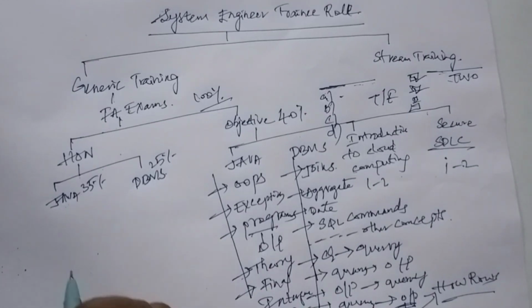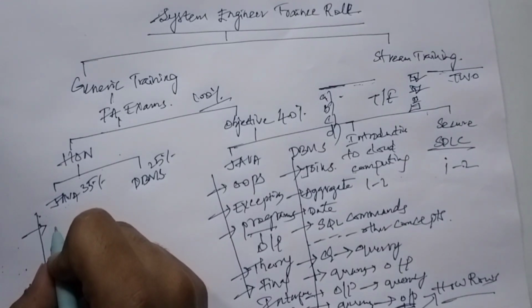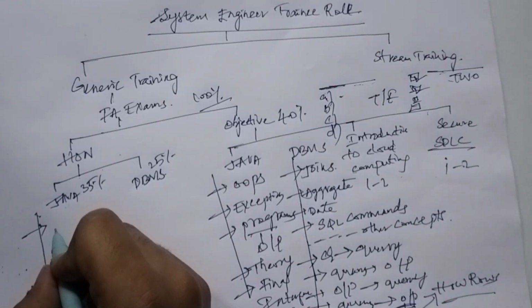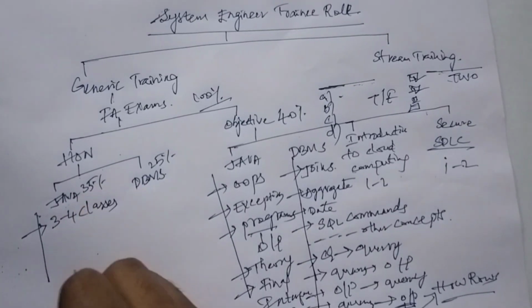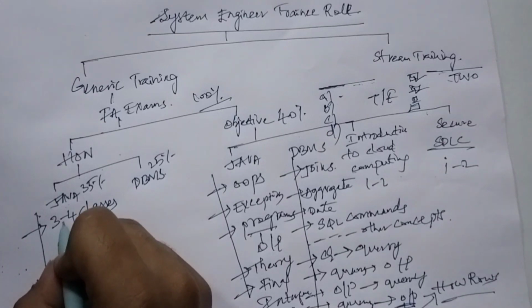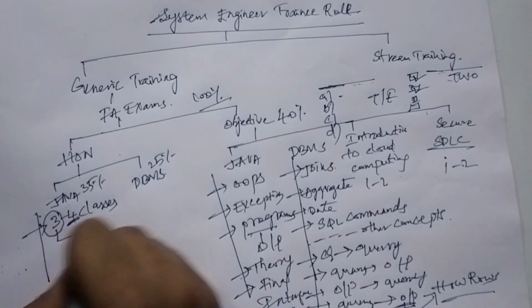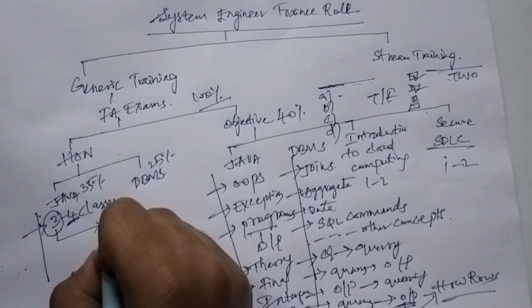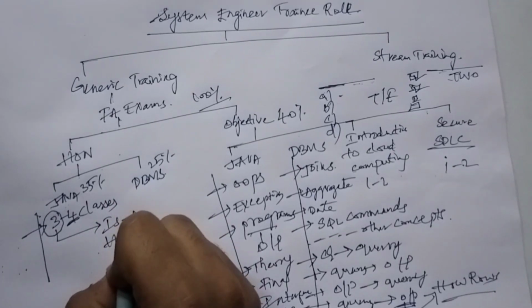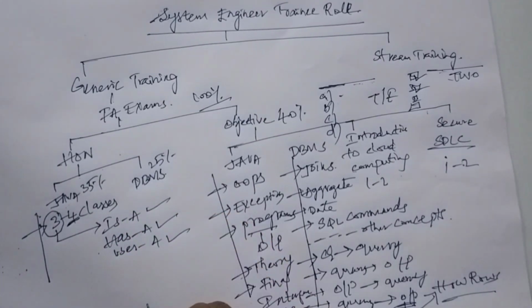Now coming to the hands-on part, Java. They will give a question based on a daily life scenario program, which contains 3 to 4 classes. In most cases you will get 3 classes, and in rare cases you will get 4 classes, and all these classes are connected by some kind of relationships. Mainly you can say is-a relationship, has-a relationship, and uses-a relationship, which are inheritance, aggregation, and association.